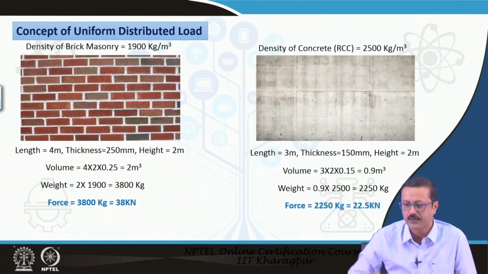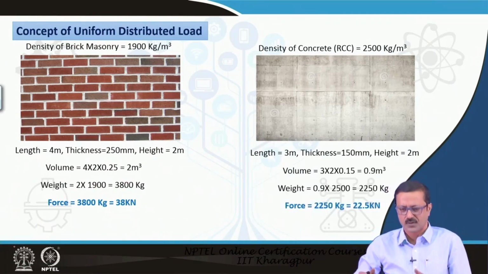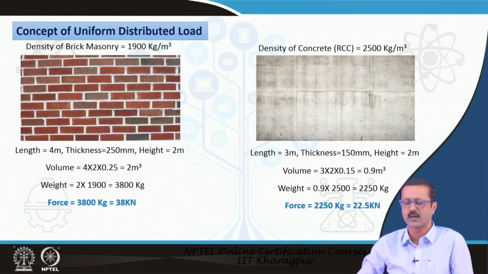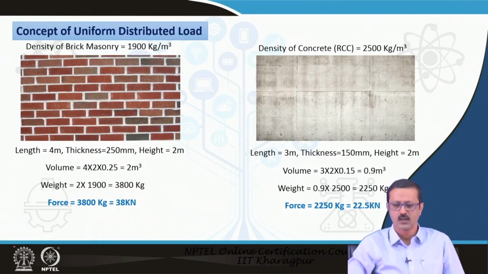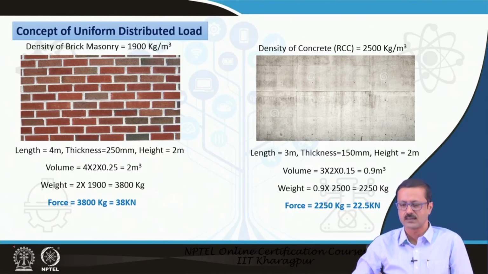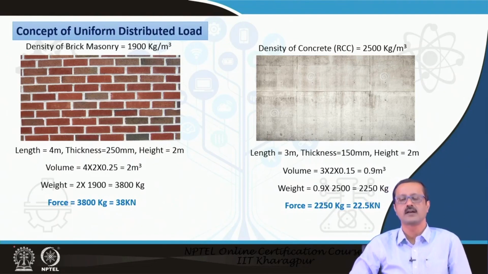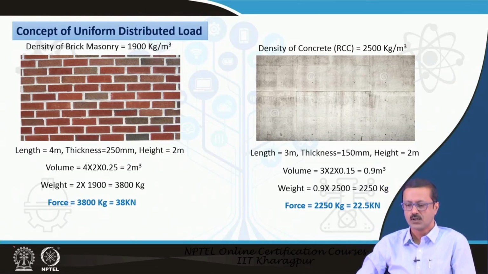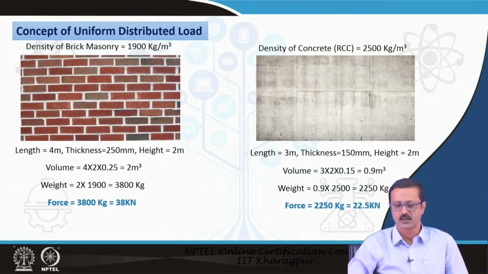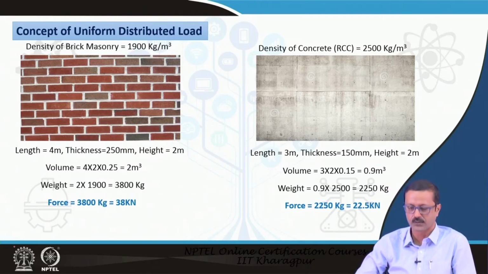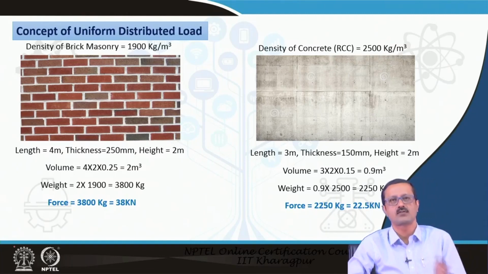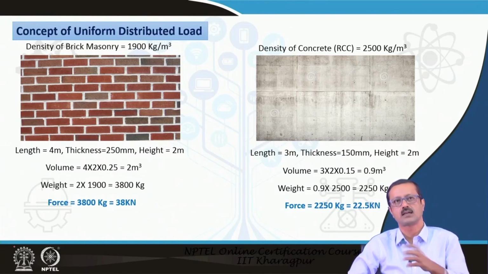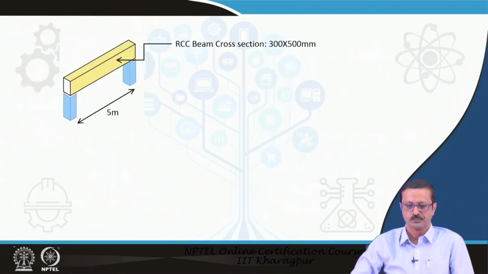Similarly, I have computed for RCC work, 3 meter length, 2 meter height and 150 mm thickness. So, the volume is 0.9 and the weight is 2250 kg, because the density of RCC is 2500 kg per meter cube. So, the force equivalent to that is almost about 22.5 kilonewton. So, like that, if I know the density of the material and the dimensions of the material, I can get the total weight and convert that to the total force.